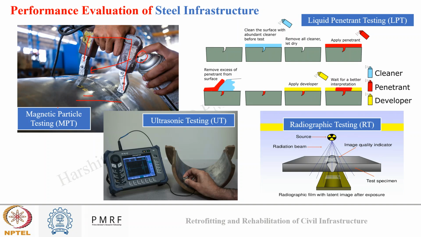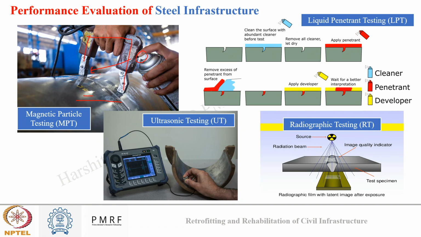Now, these magnetic particles are attracted to areas where magnetic flux leakage is occurring due to surface or near surface discontinuities in the steel structure. So what will happen? These magnetic particles will accumulate near the discontinuities, and they will form a visible indicator or a cluster that can outline the shape or the extent of that discontinuity. In this way, magnetic particle testing is used for inspection.